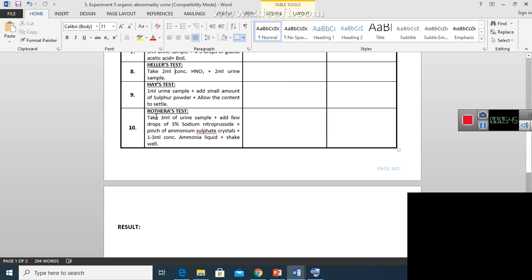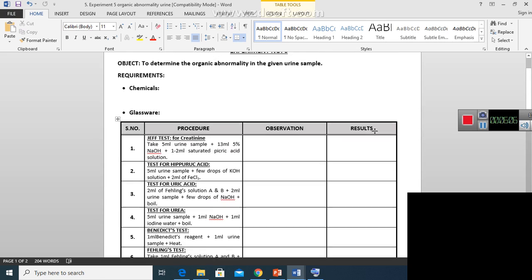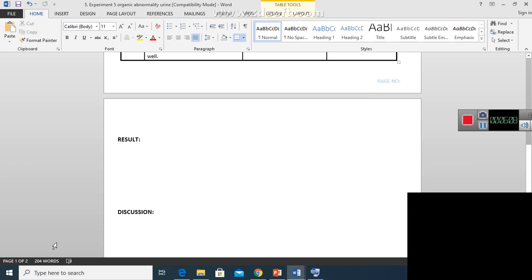Then we perform Rothera's test. For this test, we take 3 ml of urine sample. We add a few drops of 3% sodium nitroprusside and a pinch of ammonium sulfate crystals, and then 1 to 3 ml of concentrated ammonia liquid, and shake. We shake well and then write our result correspondingly.